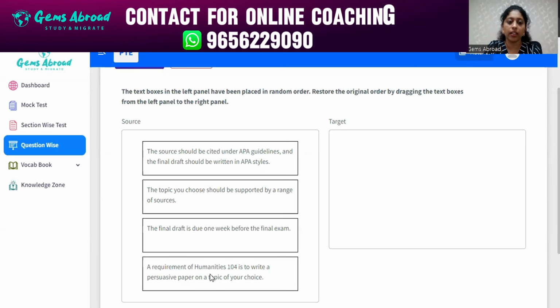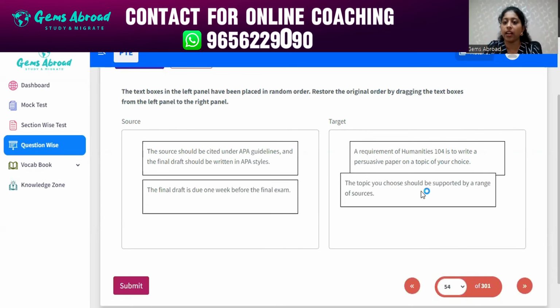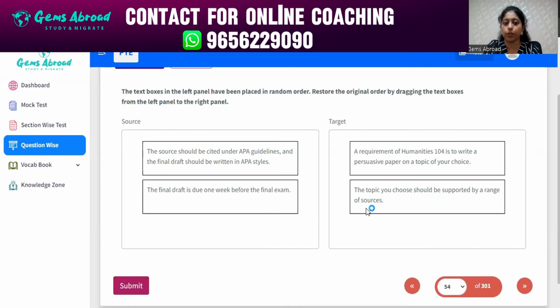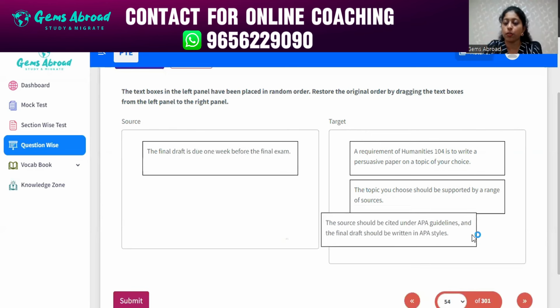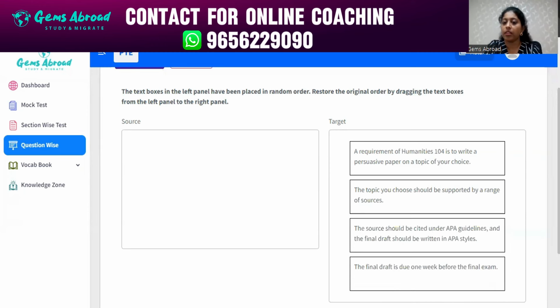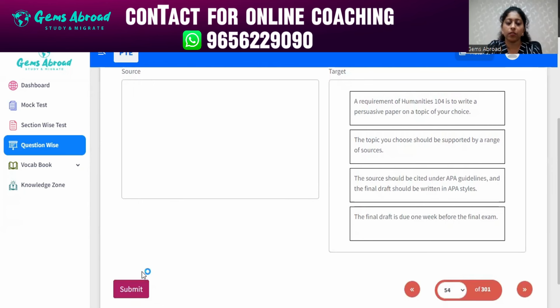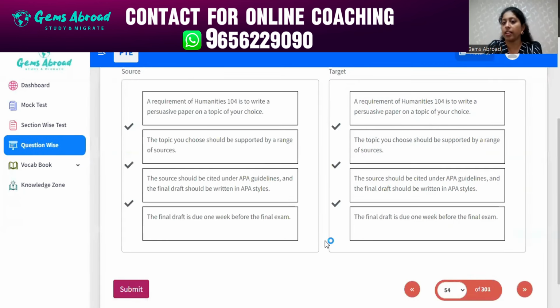A requirement of humanities is to write a policy paper on a topic of your choice. And the key is topic. Next, the topic you choose should be supported by a range of sources. The sources should be cited. Again, the final draft is submitted. So we have taken 1.5 minutes for this. Again, you submit all your answers, and they are right. So the last word and the first word connect, and this way also you can connect.